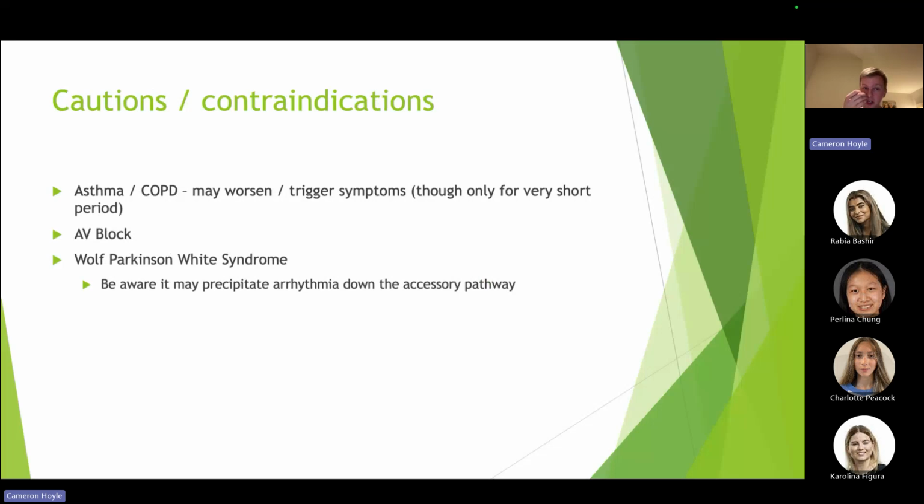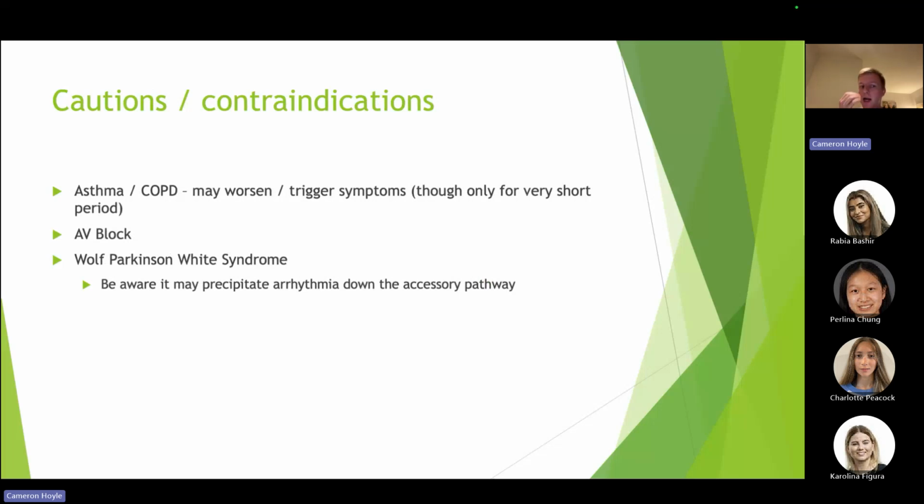Some cautions, contraindications with adenosine. Asthma and COPD, it may worsen or trigger symptoms, although in practice, it's only for a very short period because the half-life is so small. So it's a bit of a risk benefit on whether you give it or not. Obviously, don't give it in AV block because you're going to make it worse.